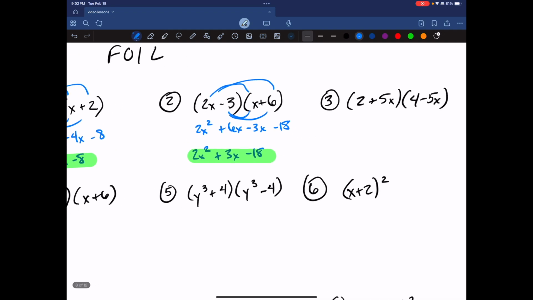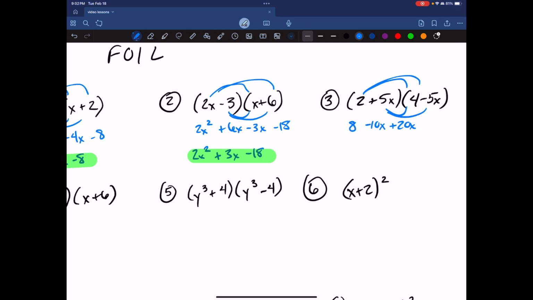So let's get there. So 2 times 4 is 8. 2 times negative 5x is negative 10x. 5x times 4 is 20x. And then 5x times negative 5x is negative 25x squared. Clean it up. It's going to be 8. Negative 10 plus 20 is plus 10, so plus 10x. And then minus 25x squared.